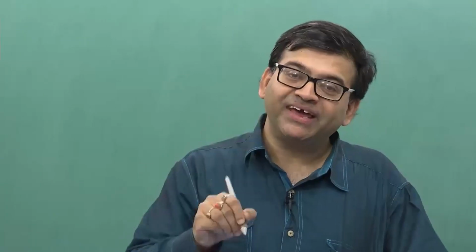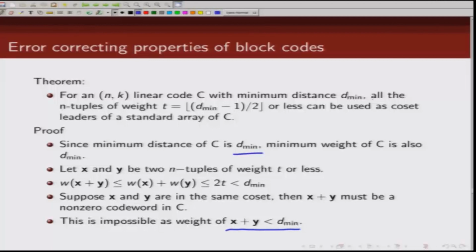In other words, x and y must be in different cosets, different rows, and we can always make these x and y as coset leaders. So, this proves our result that all n tuples of weight t or less can be used as coset leaders in the standard array. And we know that if we use them as coset leaders, those are our correctable error patterns.